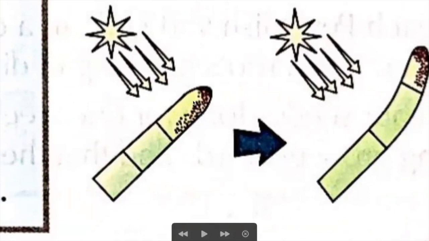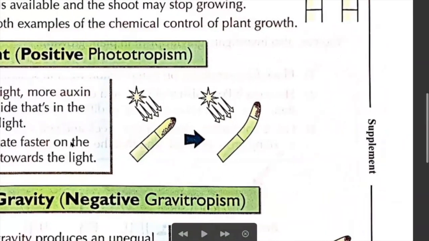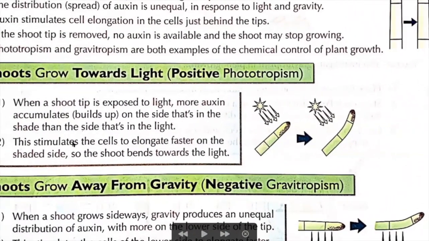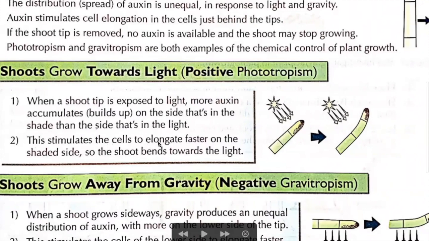So what happens is that when the production of auxin is done, the auxin will stay away from the light. Dia akan pergi kat kawasan sini. Sebab apa? Because this is the direction of sunlight. So mestilah kawasan sini je yang kena cahaya kan, kawasan sini tak kena. So that's why the auxin will accumulate more in the shaded area. Okay, so what happened? Tengok. This stimulates the cell to elongate faster on the shaded side. So they should bend towards the light.